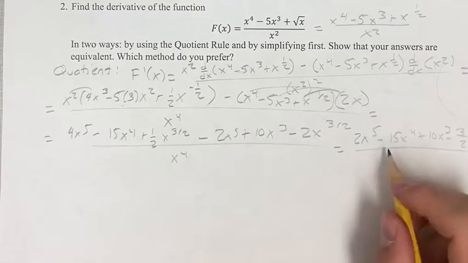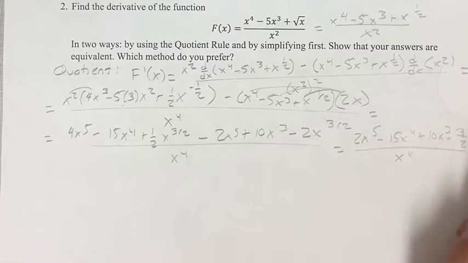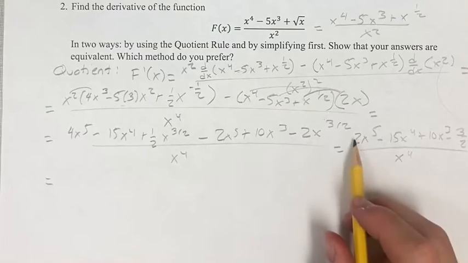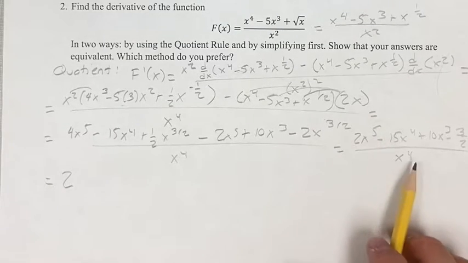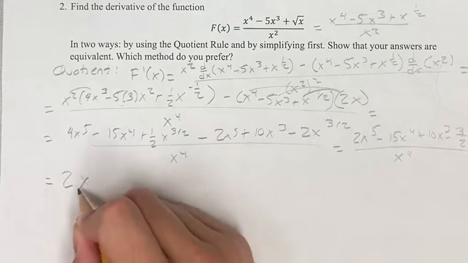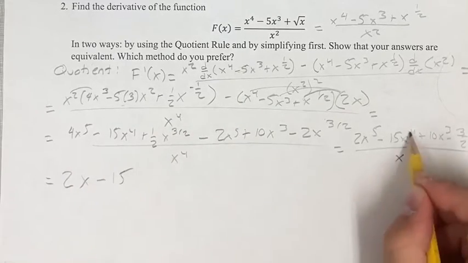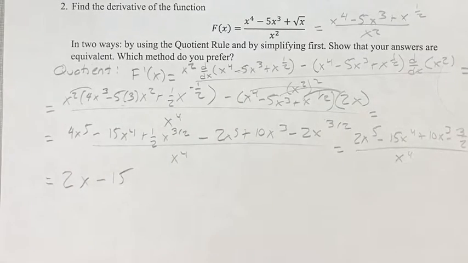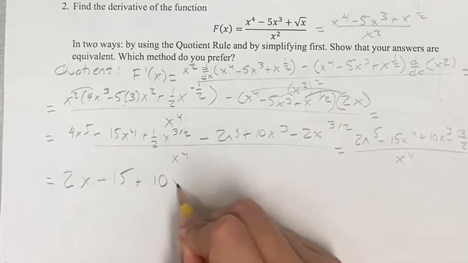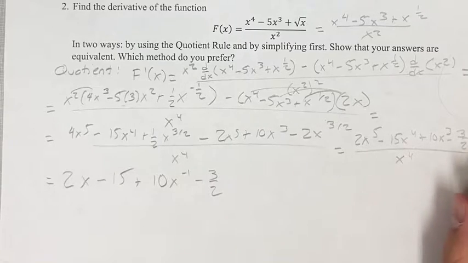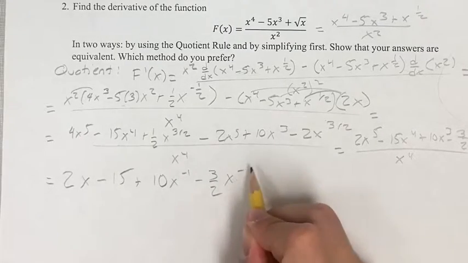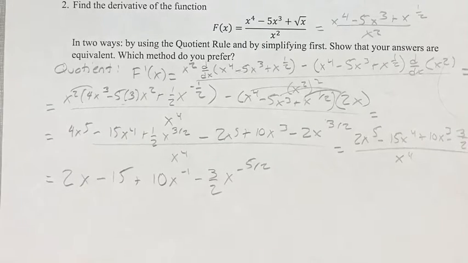Combining like terms there, all over x to the fourth, which is going to simplify out using the quotient rule, not for derivatives, but for exponents. We say this is going to be x to the fifth minus 4, so just x, minus 15 x to the 4 minus 4, which is x to the 0, which is just 1, so there's no x term, plus 10 x to the -1, minus 3/2 x to the 3/2 minus 4, which is -5/2. So that is using the quotient rule.